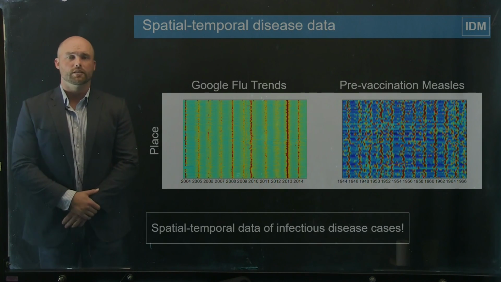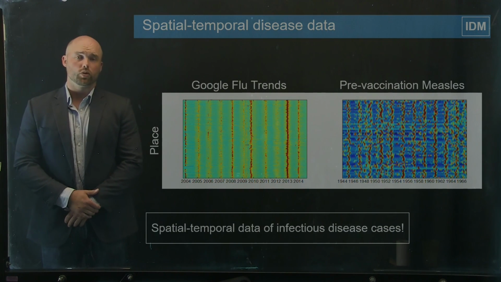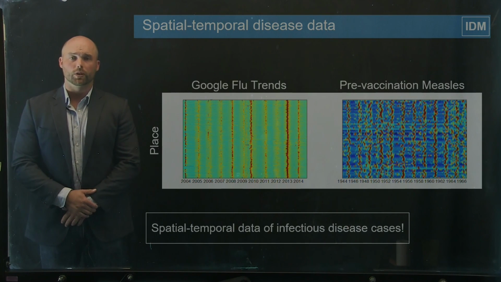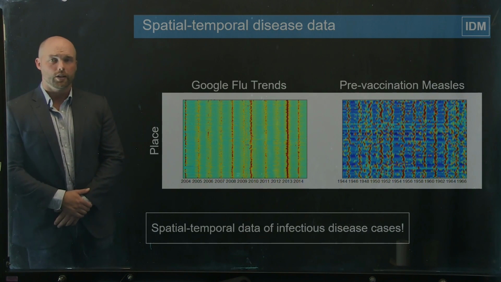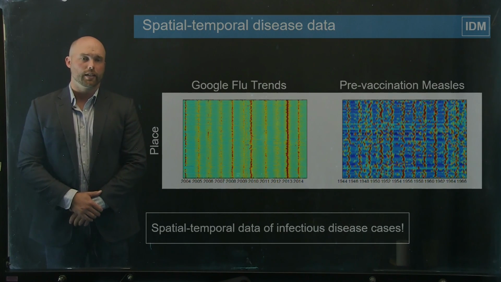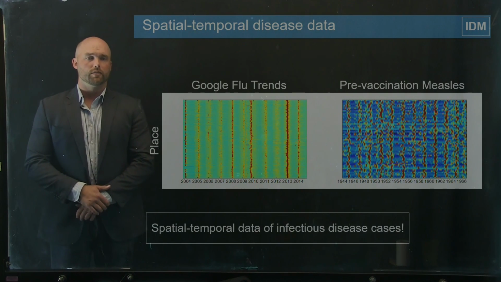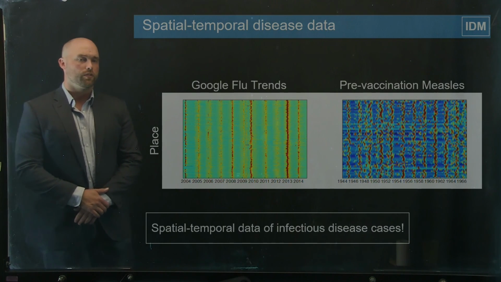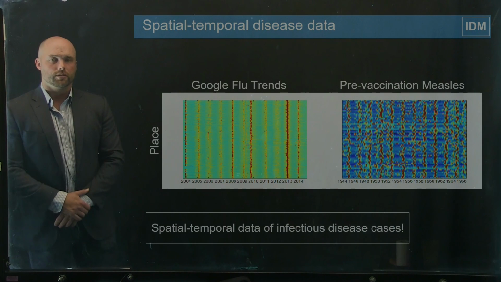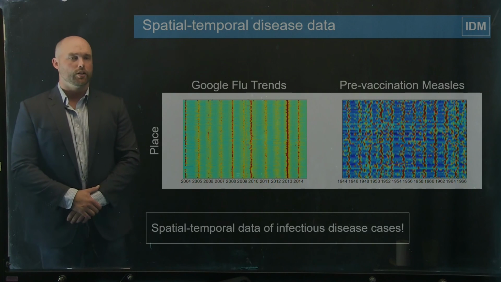Now, the type of infectious disease data that we're going to be looking at for the methods of DMD and DMDc has a very strong spatial-temporal characteristic, and so here are two different data sets from the Google Flu Trends tool on the internet, as well as measles cases in the pre-vaccination era of the United Kingdom. On the x-axis here, we have time by year, 2004 to about 2015 for the flu, and 1944 to 1966 for the measles. On the y-axis, we have place in the United States for the flu, and the United Kingdom for measles.